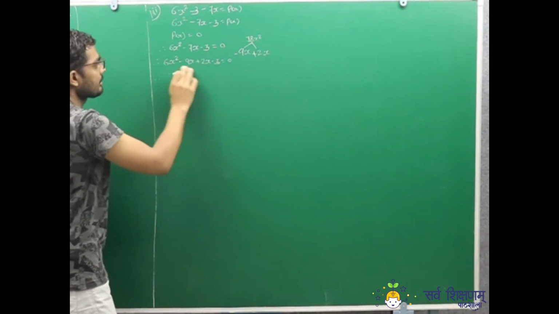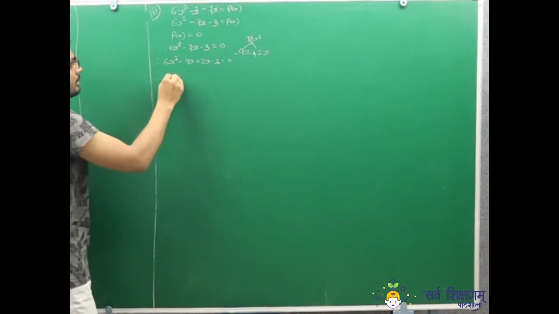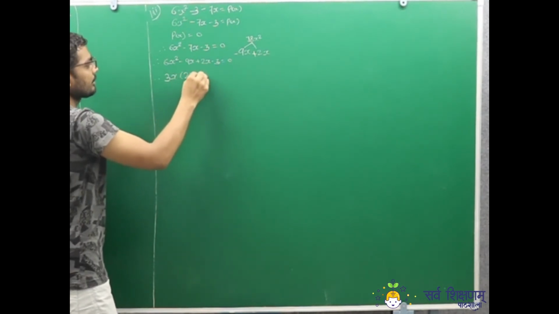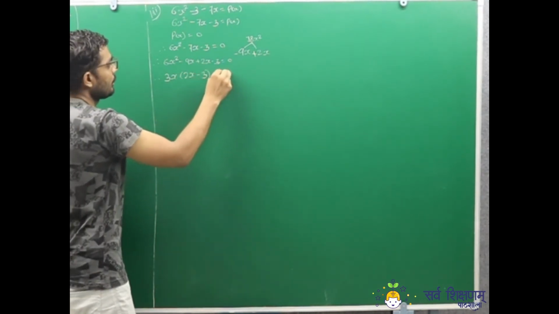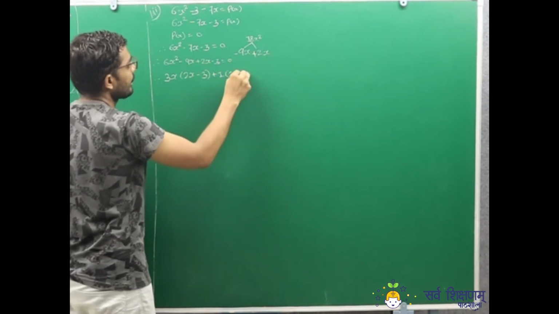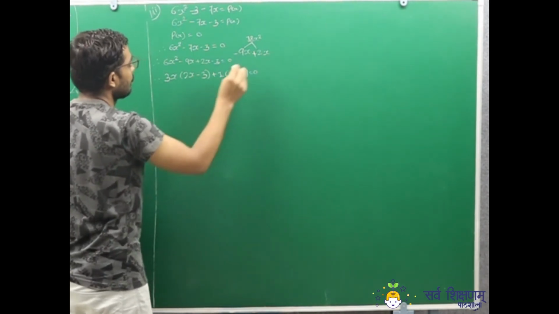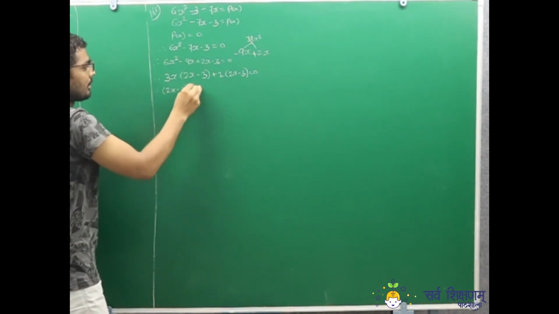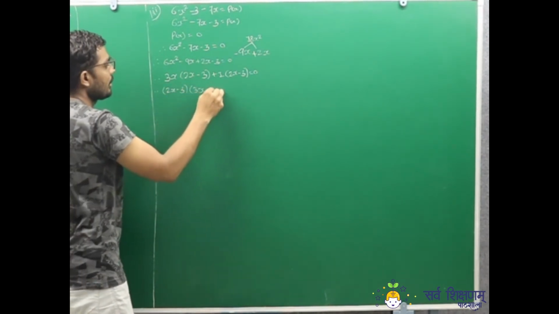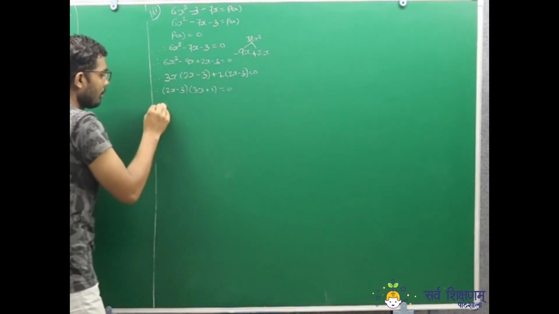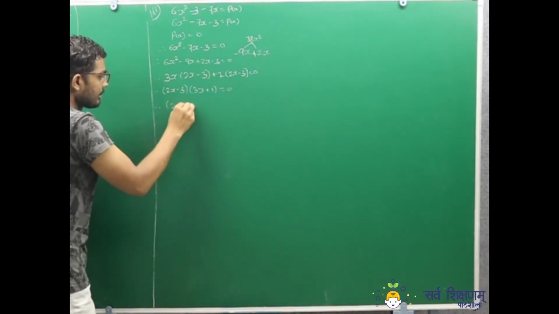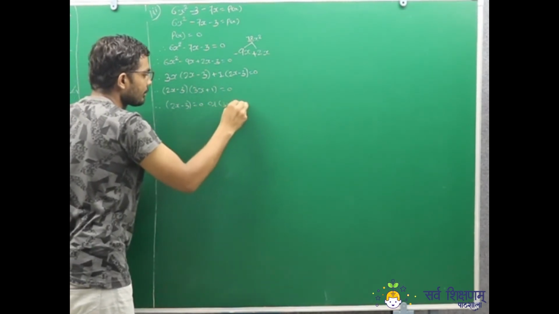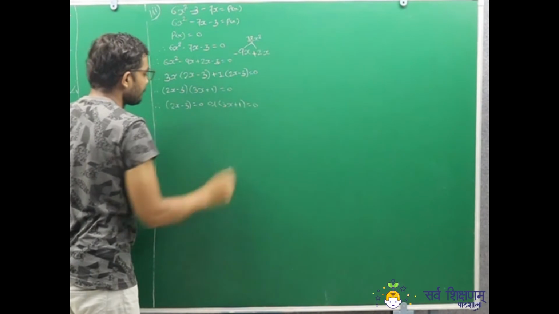6x square minus 9x, 3x is common. Therefore, remaining is 2x minus 3. Plus 1 is common, remaining 2x minus 3 is equal to 0. Therefore, 2x minus 3 is common and remaining 3x plus 1 is equal to 0. Therefore, 2x minus 3 is equal to 0 or 3x plus 1 is equal to 0.